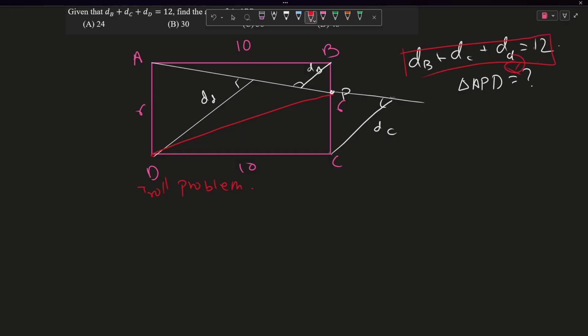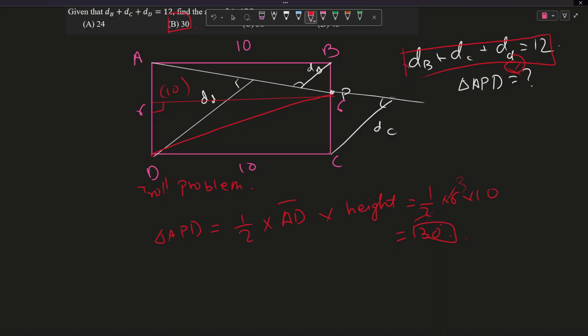We don't need this condition because notice that APD lies on this rectangle. So its height is basically just the length of this rectangle, which is just 10. So triangle APD is equal to half base, which is AD, times height, which is half 6 times 10, which is just 30. We don't need this condition at all.